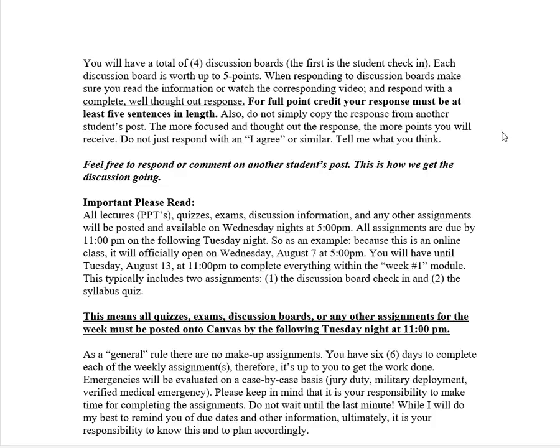Also, don't just copy somebody else's response and post it as your own, because that's not right. The more focused and thought-provoking the response, the more points you're going to get. So again, give me a small paragraph, like 5 sentences. Don't just say, I agree or similar. Tell me what you think. Now, with that said, feel free to comment on another student's post by saying, I agree or I don't agree, or what about this. That's cool. But for your initial post, it needs to be complete and well thought out.